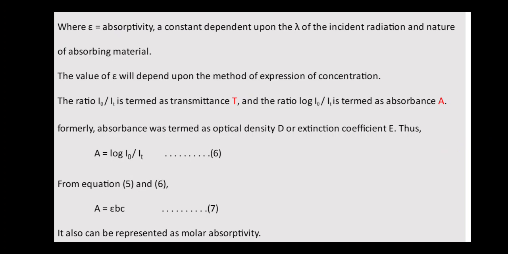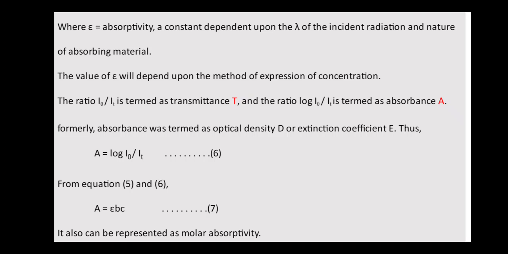Epsilon is the absorptivity, which is a constant that depends upon lambda, the wavelength of the incident radiation, and the nature of the absorbing material. The value of epsilon depends upon the method of expression of the concentration. The ratio I0/It is termed transmittance T, and the ratio log I0/It is termed absorbance A. Formerly, absorbance was termed optical density or extinction coefficient E.